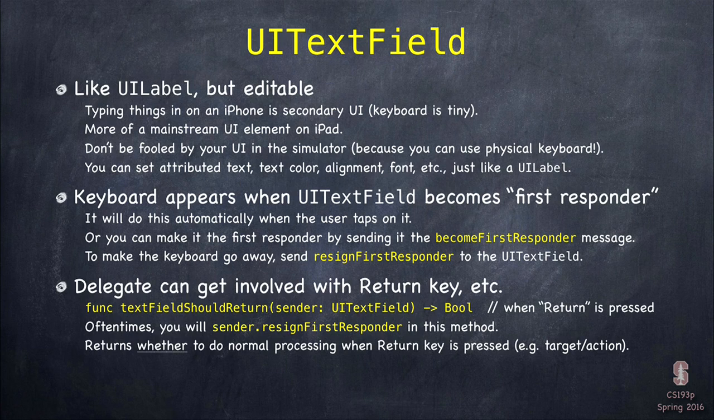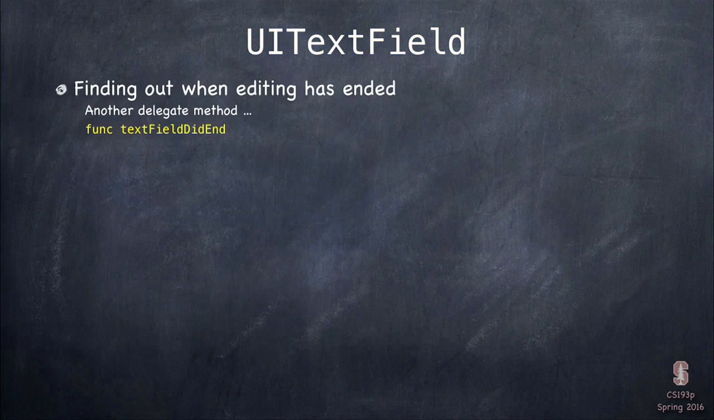But this text field should return either has to return true or it has to not be implemented by the delegate for that to work. But you usually do implement this because one thing you want to do in here is resign first responder. A lot of times when the user hits return, okay, you do the target action, but you want the keyboard to go away. So a lot of times you'll do that here in text field should return. So you just need to set yourself as the UI text field's delegate. You've got to say that you implement UI text field delegate, and then you implement this method. And inside just say sender, which is the text field that's sending this to you, resign first responder.